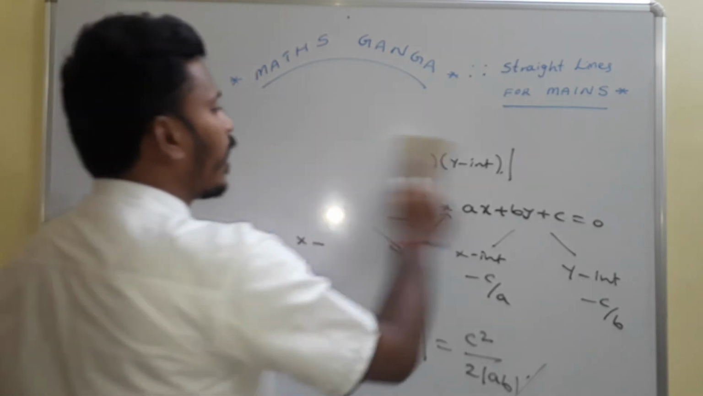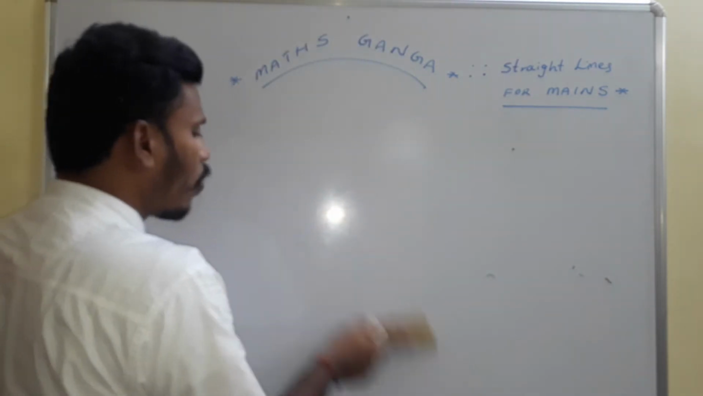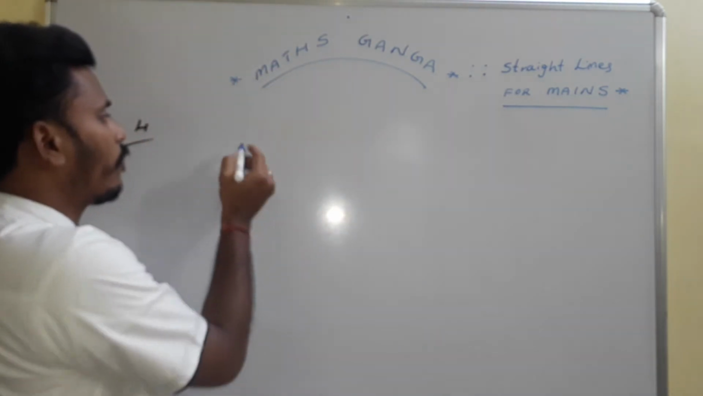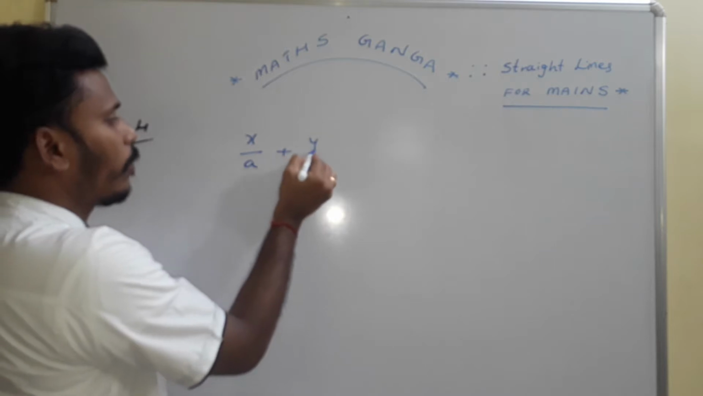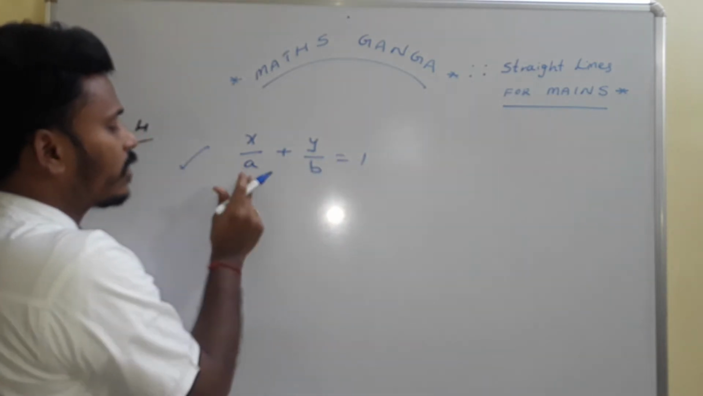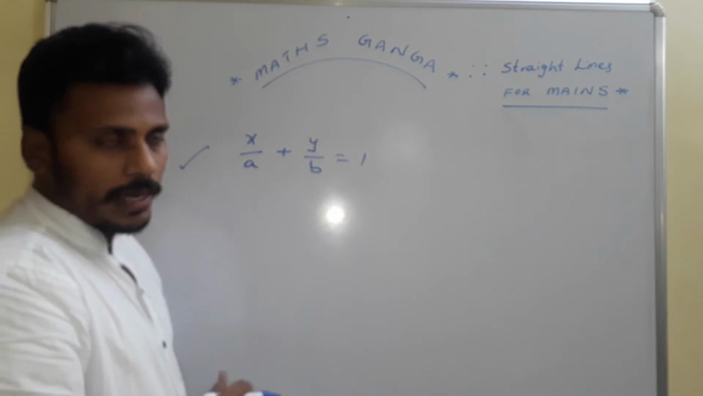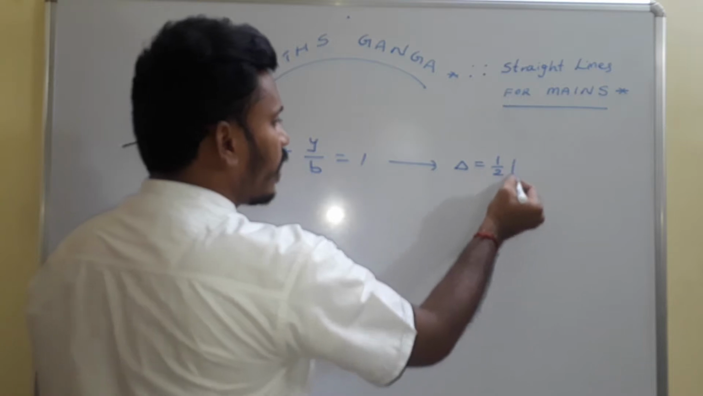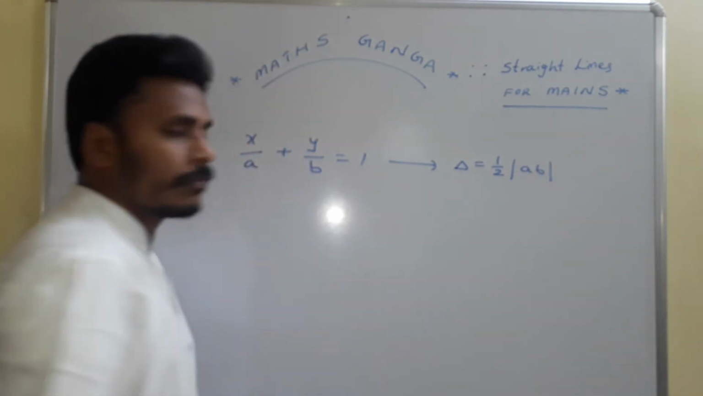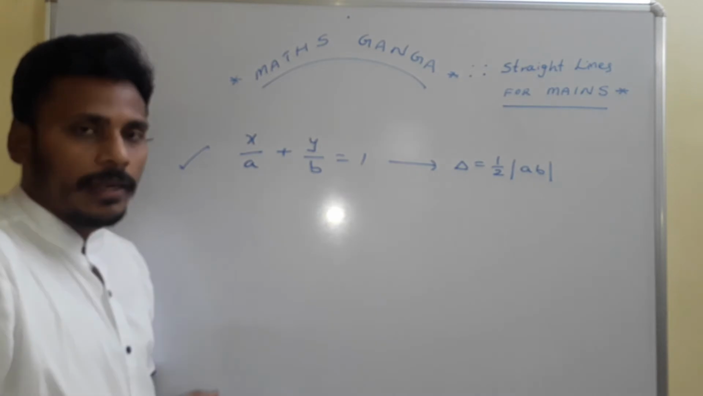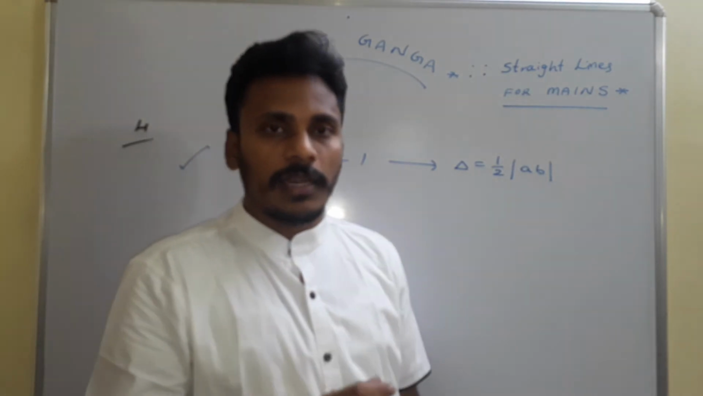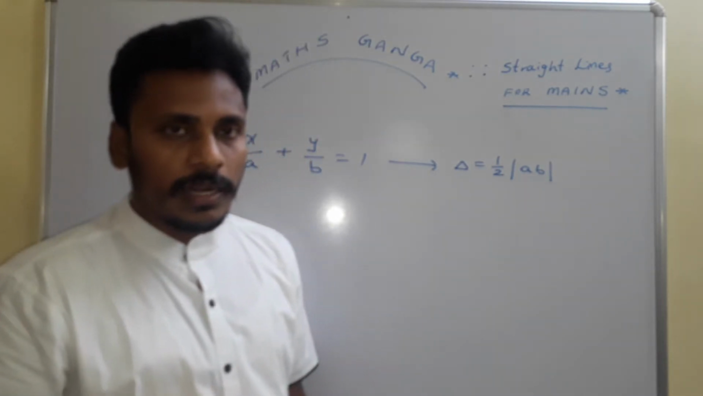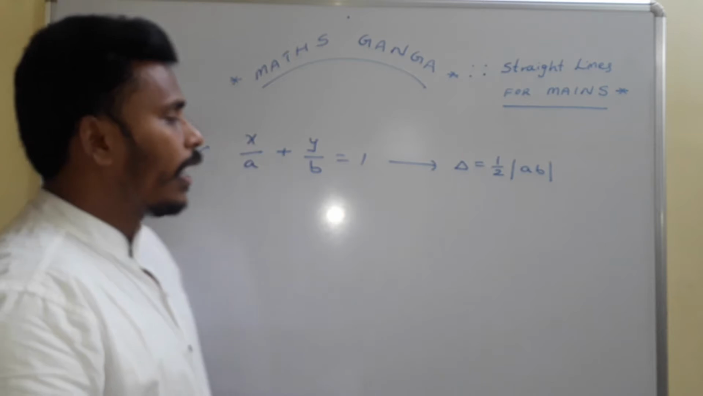Suppose the line is in intercept form, then the area of the triangle is directly half mod ab. I think you know that the intercept form of the line is x by a plus y by b equals to 1. For this line, a is the x intercept, whereas b is the y intercept. Then if this line makes a triangle with the coordinate axis, its area is given by half ab, directly half x intercept into y intercept. The basic thing is half mod x intercept into y intercept, and according to the equation of the line, we will find the x intercept and y intercept, and afterwards we will calculate the area of the triangle.